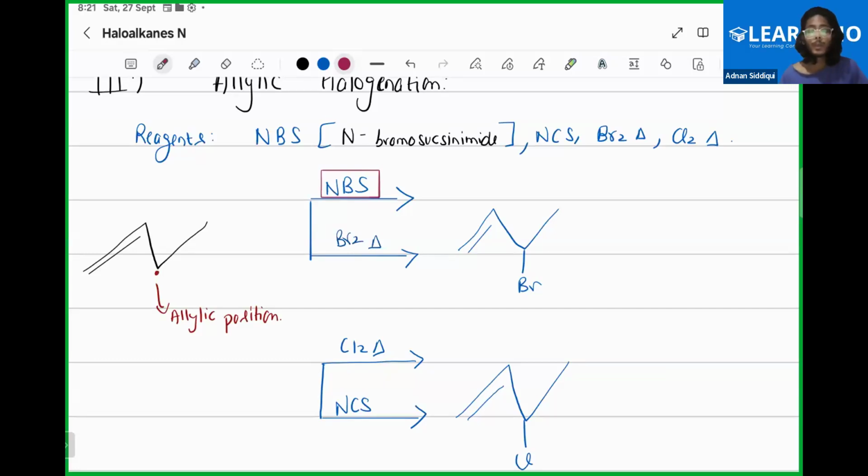This will simply add bromine. Is it like a catalyst? You are saying catalyst? Yeah, is it like a catalyst, like it is involved? It is not a catalyst. It is a reagent. It is N-bromosuccinimide. And these two are different routes. This is a different route, this is a different route. But the product that we are getting is the same.